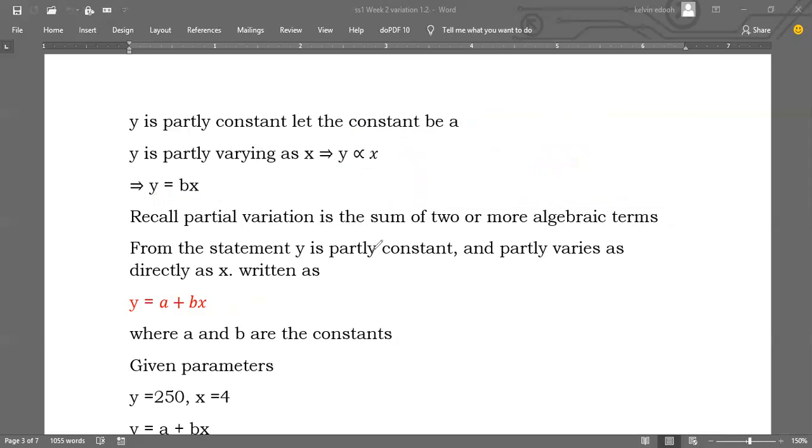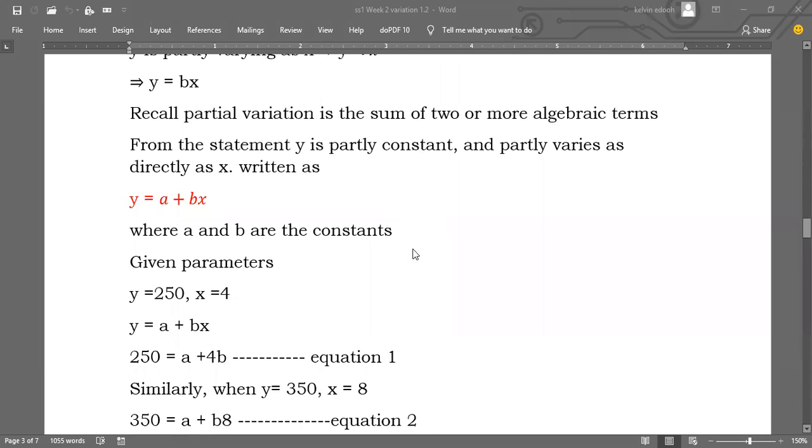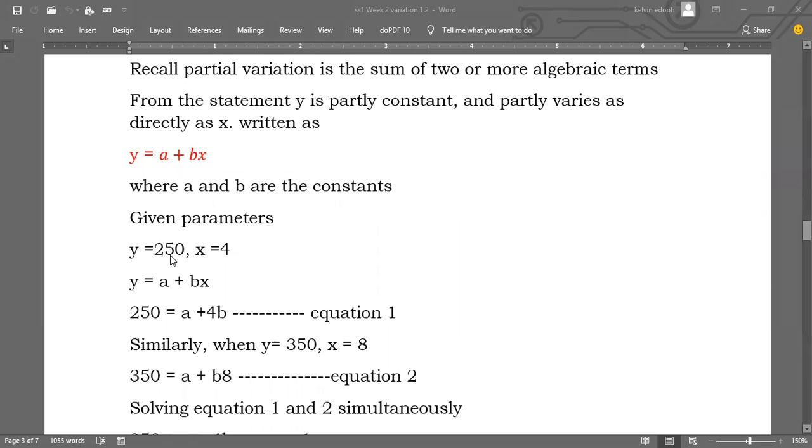And I told you, partial variation always leads towards simultaneous equations. That's why if you look at partial variation, they always give you two sets of pairs. So we're going to pick the first pair. They told us y is 250, x is 4. Just use it. Substitute y: 250 equals a plus bx. What is our x? 4. So 4 times b, you have 4b.